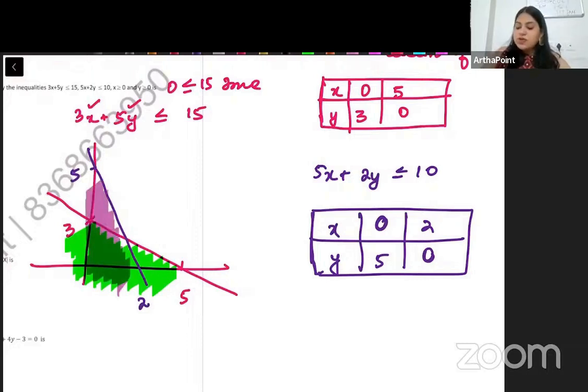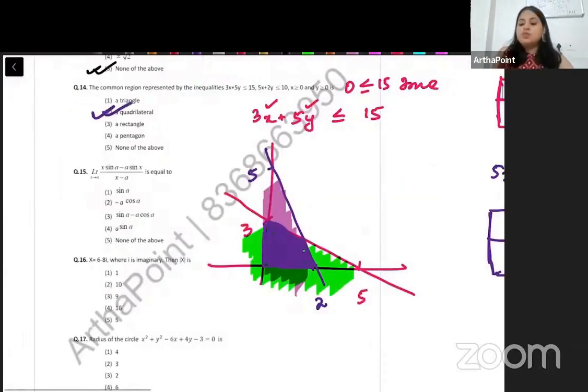Then it says x should be greater than 0 and y should be greater than 0. So you will only take this part. If you see, this is the area formed. This has 4 sides to it, right? It has 4 lines attached to it. This is the common area formed. So the answer will be 2. It will be a quadrilateral.